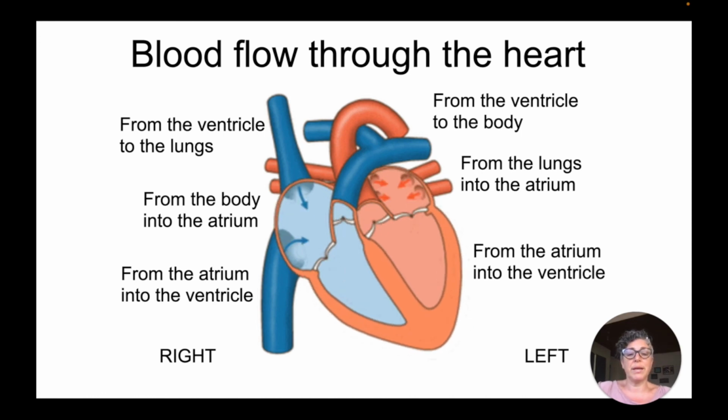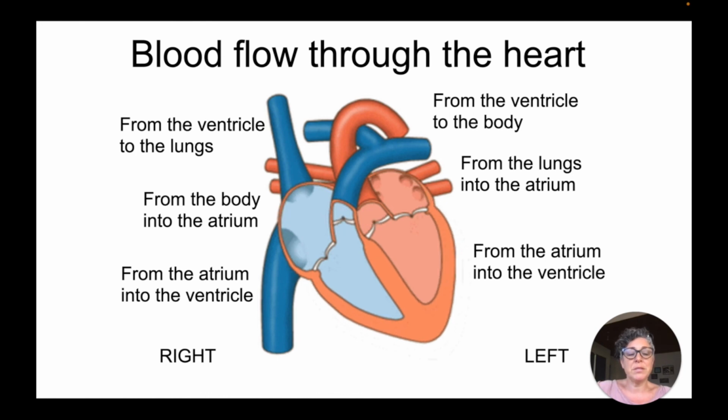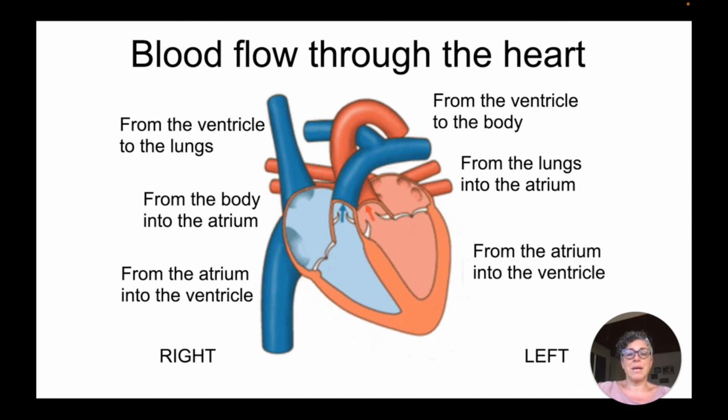So basically blood enters the atrium, it's pumped into the ventricles, and then it's pumped out to the designated locations depending on the left or the right side of the heart.